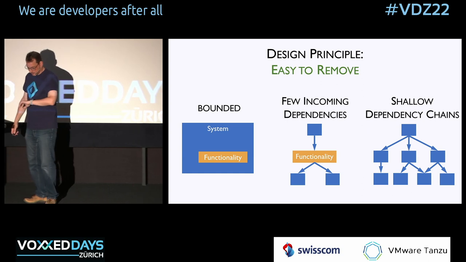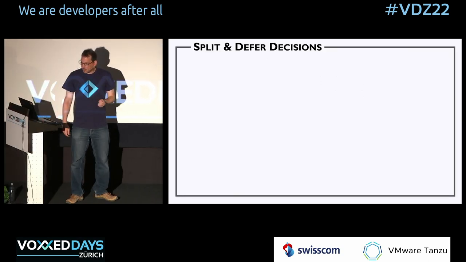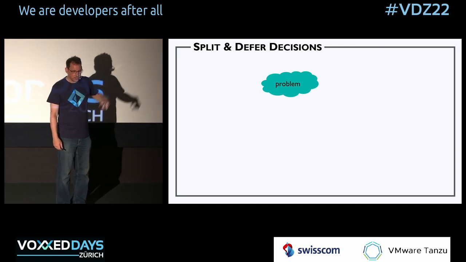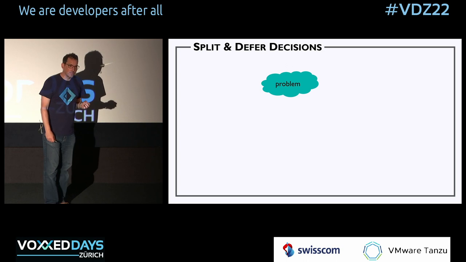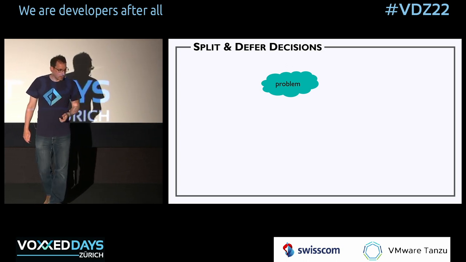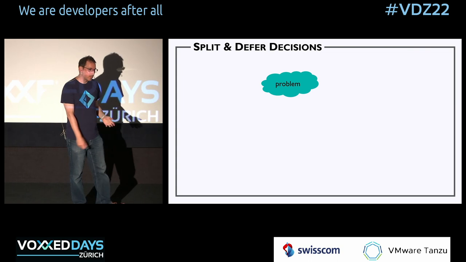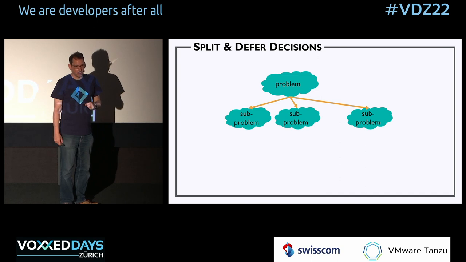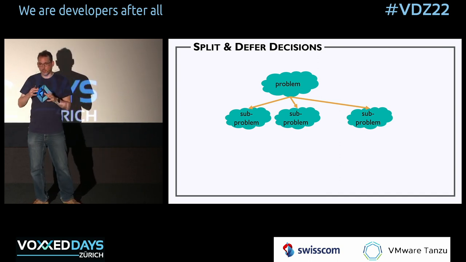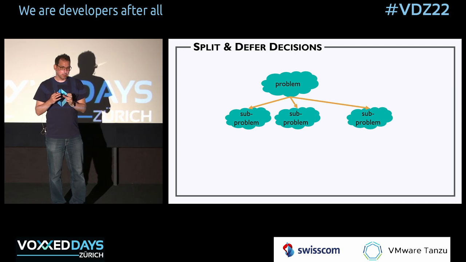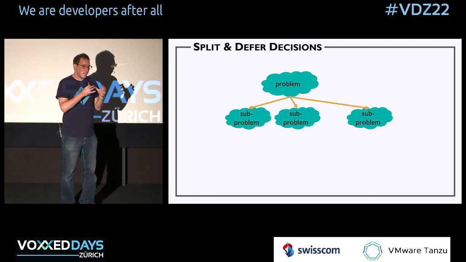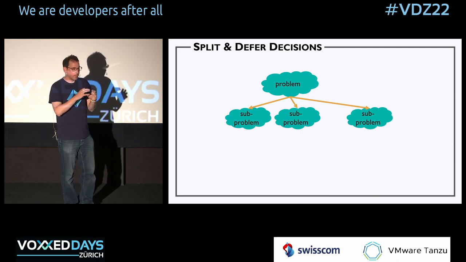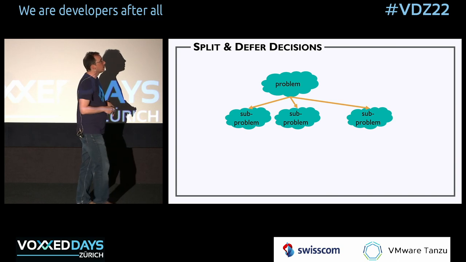So much about simplicity. Let's talk about splitting and deferring decisions. So you have a big design or architecture problem that you want to solve, and the first thing I recommend is think about the problem. Don't think about the solution. Think about the problem, try to understand it, and try to split the problem into sub-problems that you can solve more or less independently. They are a little bit connected because they belong to the same big problem, but most of the time you can split the problem into subproblems.